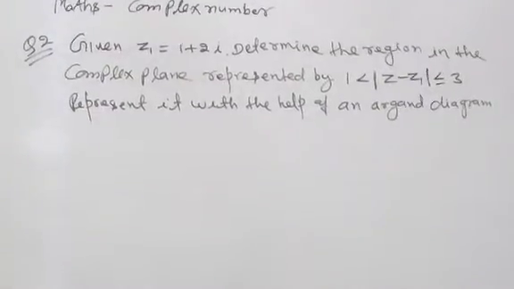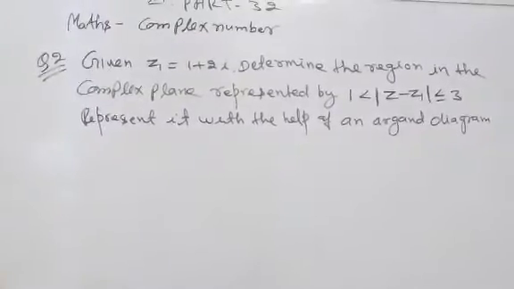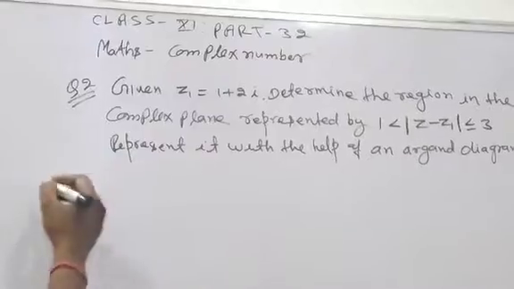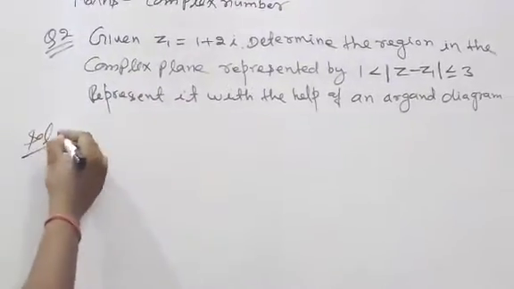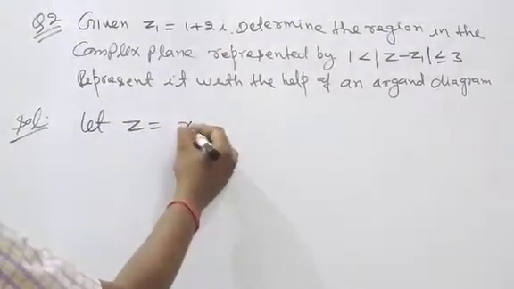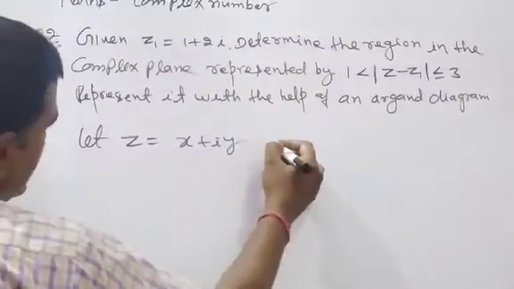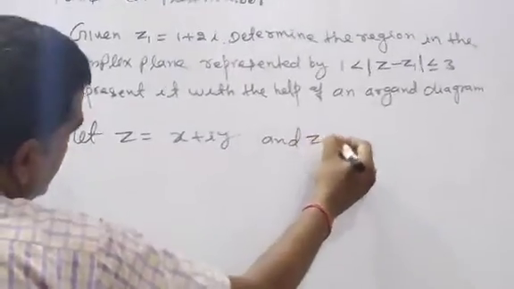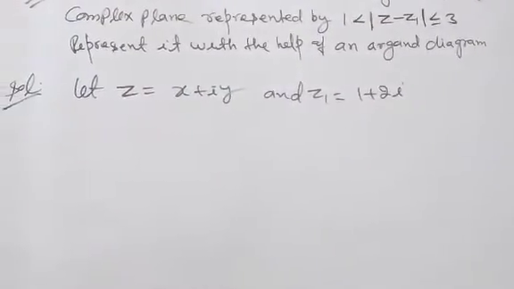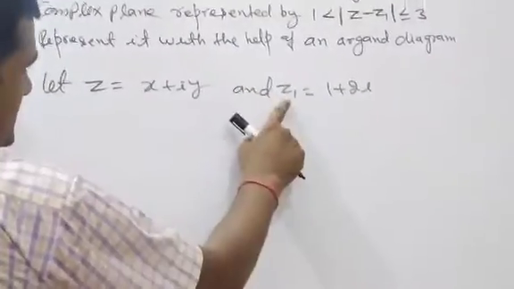Clear? First of all we have to solve and change into equation of circle. Understood? Then let z is equal to x plus iy. Clear? And z1 is equal to 1 plus 2i. It is given. Understood? Now going to put the value of z and z1 in this equation.